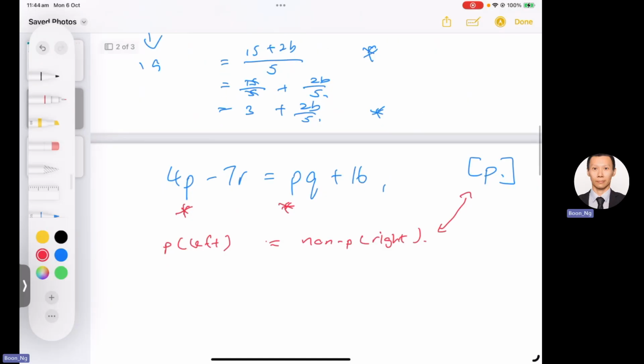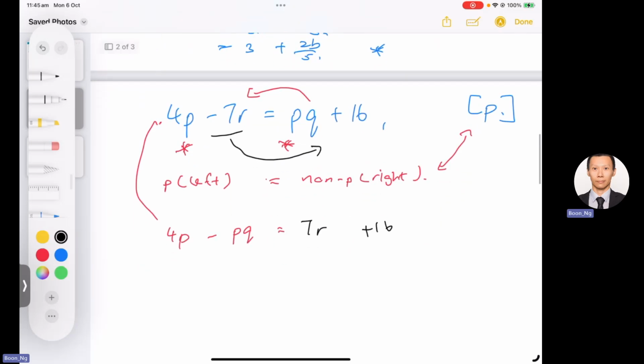So first thing we copy 4p down and we move pq to the other side, so minus pq. We copy 16 down, and then negative 7r, we shuffle across and we get positive 7r. So when we look at this, we have p.